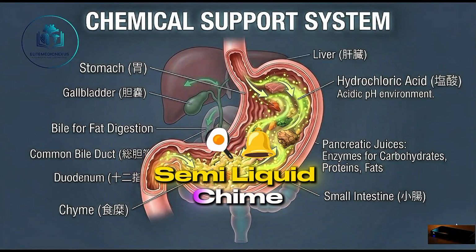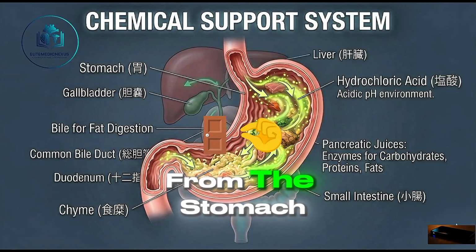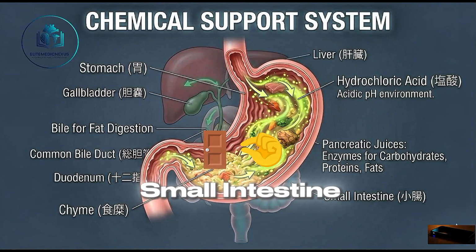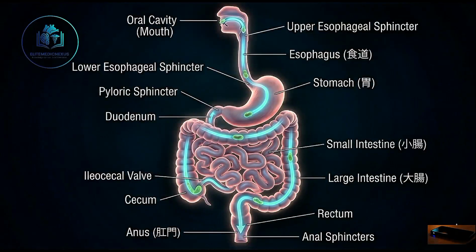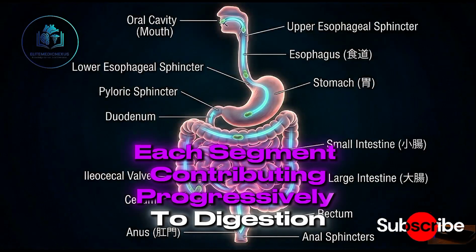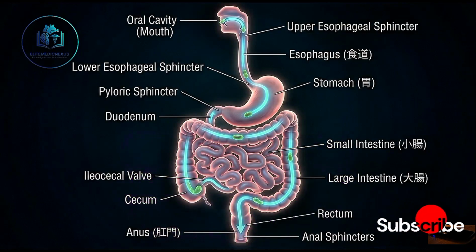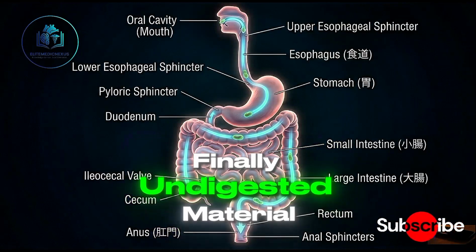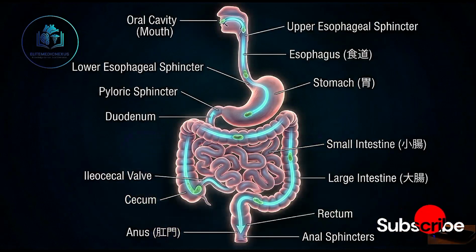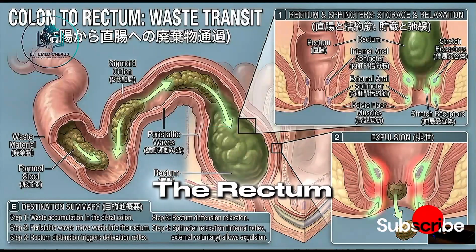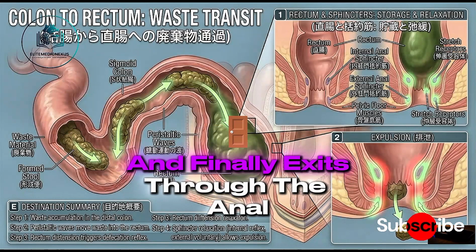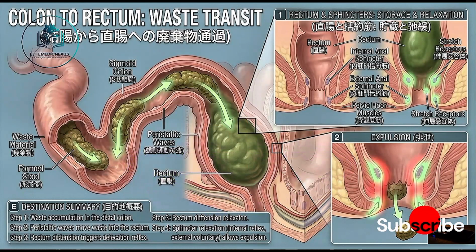into semi-liquid chyme. From the stomach, material enters the small intestine, which is divided into the duodenum, jejunum, and ileum, each segment contributing progressively to digestion and absorption. Finally, undigested material moves into the large intestine, passing through the cecum and colon where water is absorbed, then into the rectum for storage, and finally exits through the anal canal.